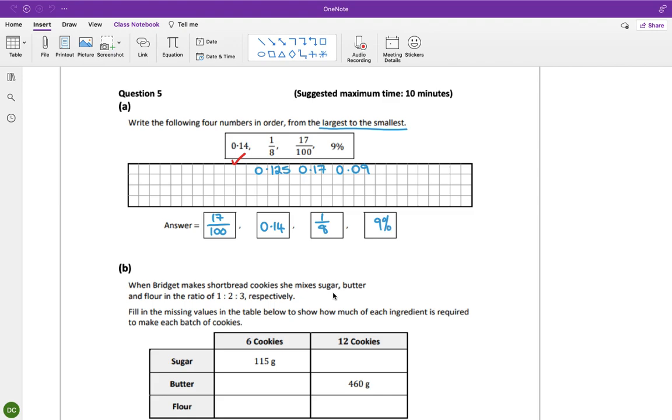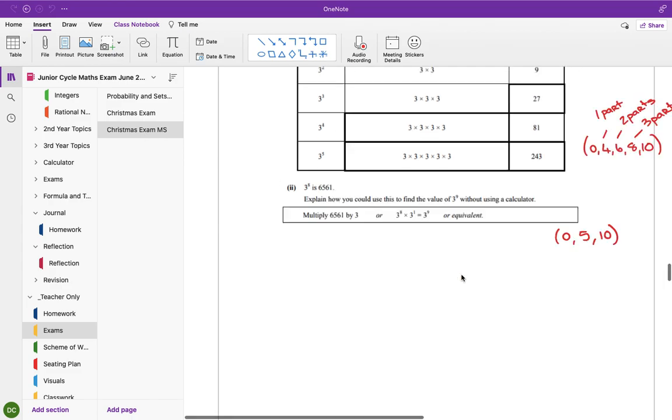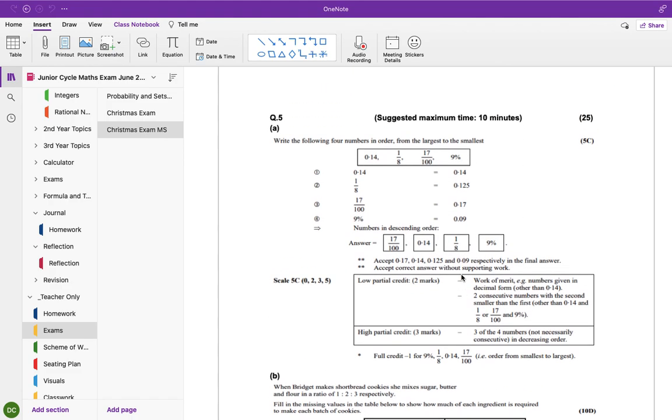Yeah? Percentages might be easier, like 0.14 multiplied by 100. Like this is 14%. If I multiply this one by 100, it's 12.5%. Multiply the third one by 100, it's 17%. And then the last one is 9%. So hopefully that's clear that the 17 over 100 is the biggest, then the 14, then the 12.5, then the 9. Yeah? So marks for that then 5.